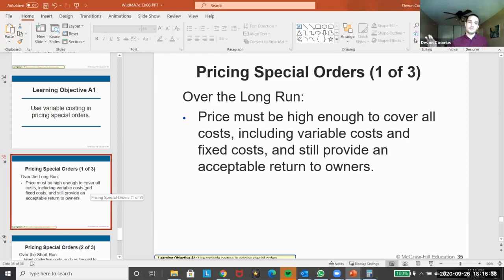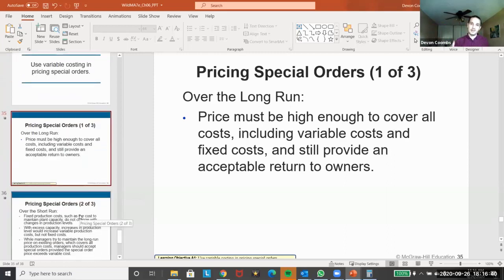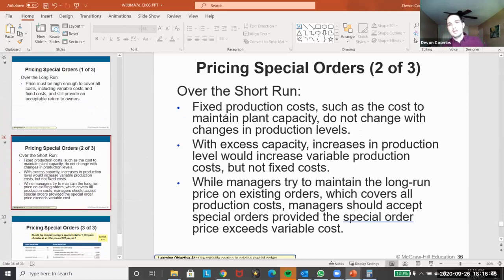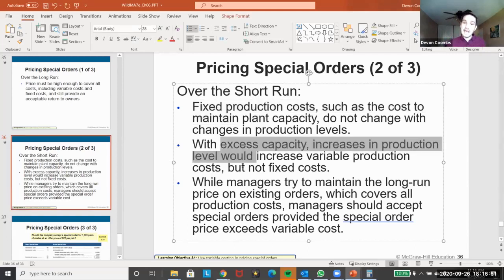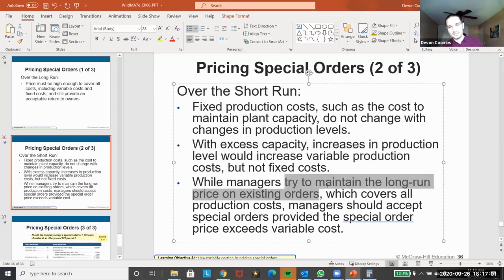We're also going to have to determine if it's enough to make up for our lost production of other products. Over the short run, there's fixed production capacity, such as the cost to maintain the plant capacity. If we have excess capacity, can we increase production? If not, are we going to have to add more costs? They're going to have to try to maintain their existing orders and cover those existing costs.